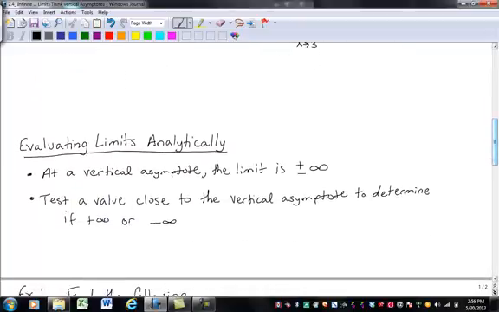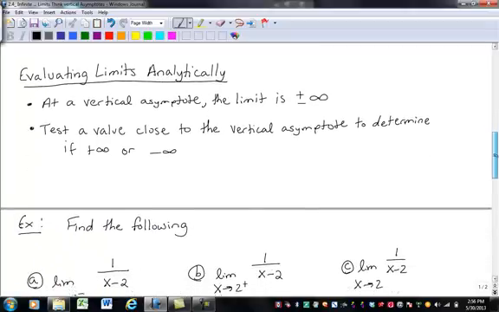You don't always have to do them with graphs. Sometimes you can evaluate them analytically. Evaluating these limits analytically, you identify where the vertical asymptotes are. And you know at a vertical asymptote, the y value either goes to plus or minus infinity. So all you've got to do is figure out whether it's positive or negative really close to that vertical asymptote. If it's positive when you're close to that vertical asymptote, then it has to continue going to positive infinity. If the y value is negative when you're close to that vertical asymptote, then it has to go down to negative infinity. So we test a value really close to the asymptote to determine which infinity it is.